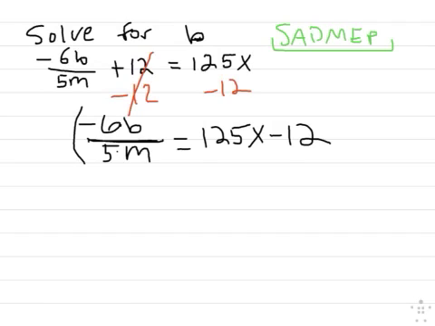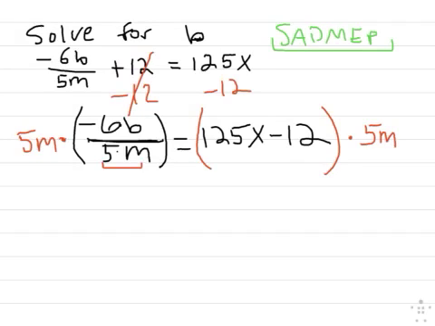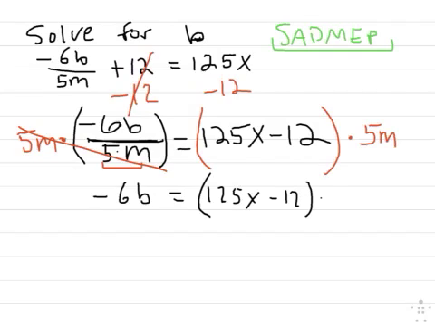So the inverse of division is multiplication. So let's multiply by 5m. And remember, like the last one, we can take this whole quantity and do it all at once, or you can do one at a time. You'll see it'll cancel the same way. If we showed all of our fraction work, the under the hood stuff. Okay, and we'll do the whole side. This is where I make the mistake. Okay, 5m times the whole other side. And what happens? We've got canceling happening. So we've got negative 6b equals 125x, keep that parentheses, minus 12 times 5m.